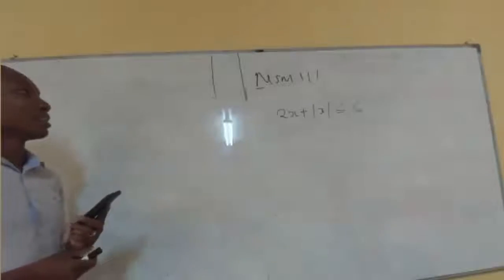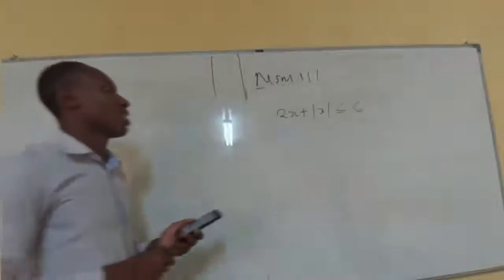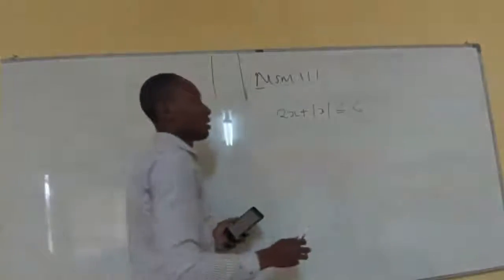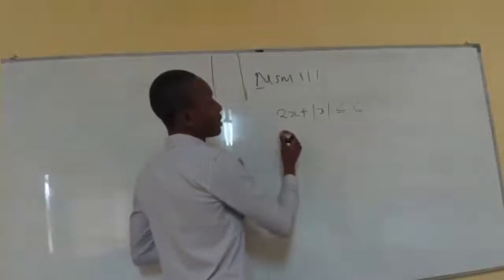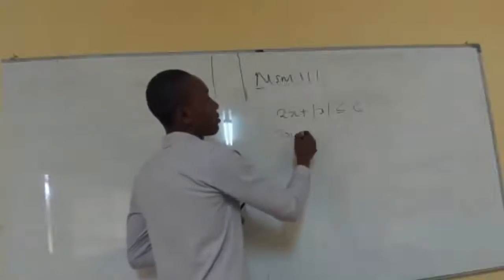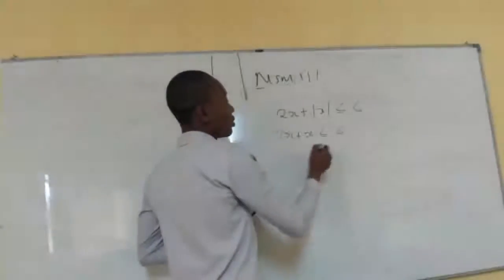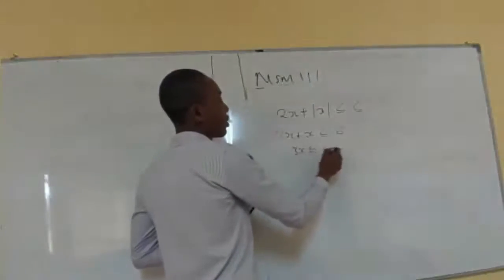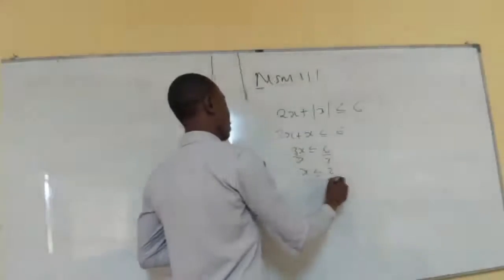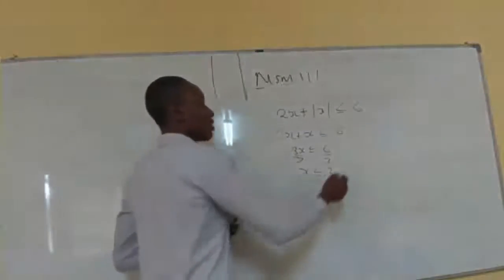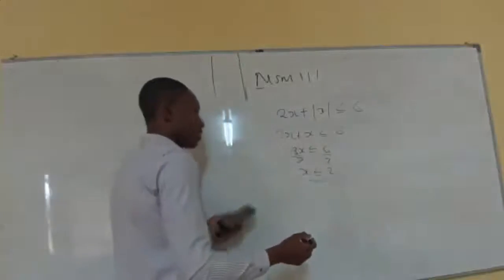So what do we do? Remember that the absolute value of x entails that the x value is either positive or negative. So let's look at the first case scenario where it's positive. So 2x plus x is less than or equal to 6. So 3x is less than or equal to 6, over 3 over 3. So x is less or equal to 2. Right, so that is that. So that is what you have as your answer.